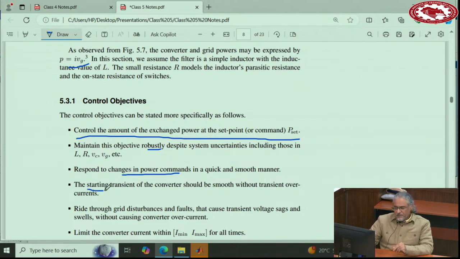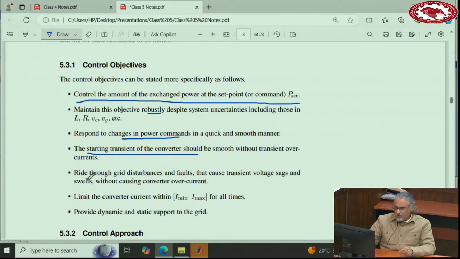And the starting transient should be smooth. Again, this is one of the aspects about power electronics. You will see, I will explain that if you do not design the controller properly and you do not pay particular attention to this aspect, your converter never starts in practice. Any time it wants to start, it will shut down. So the starting transient is very important.